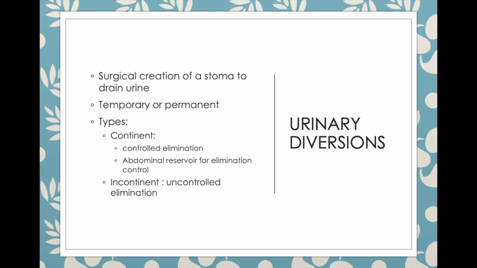Okay, so like we see stomas for the colon and the GI tract, we also have stomas that are for the urinary system. They could also be temporary or they could also be permanent, just like the GI ones. So we have the continent patients and the incontinent patients. The continent patients are the ones that are able to control their elimination, but they're having issues. And then the incontinent ones are the ones that cannot control their urinary output, and literally they have uncontrolled elimination, that their pee just comes out.